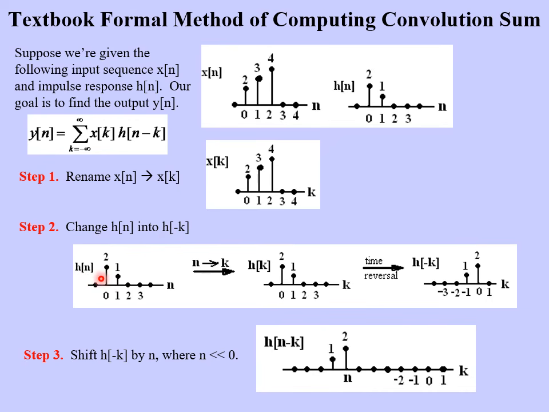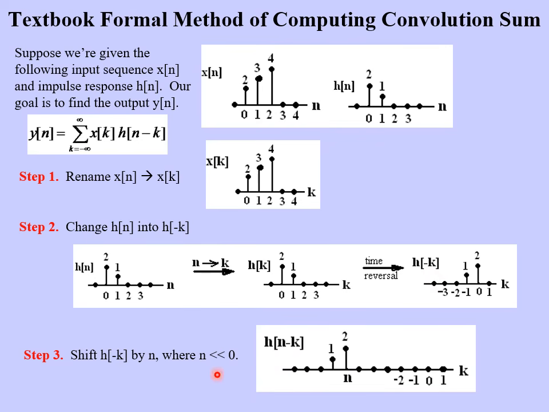Now, the first thing, we can change n to k, and we get this here. And h of minus k is a time reversal, which means we have to flip h of k about k equals 0. So it's sort of the mirror image. All right, so that looks like this. And then h of n minus k, remember, is a shifted version of h of minus k.